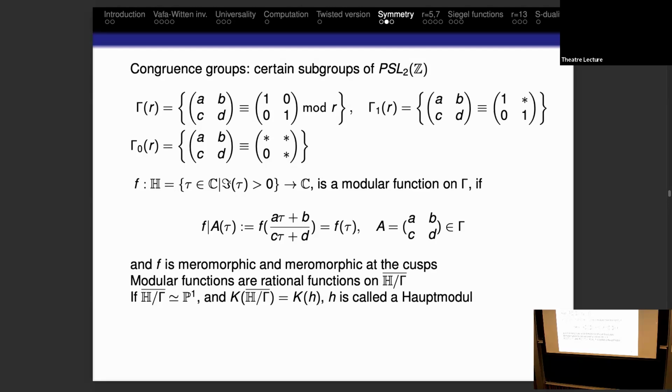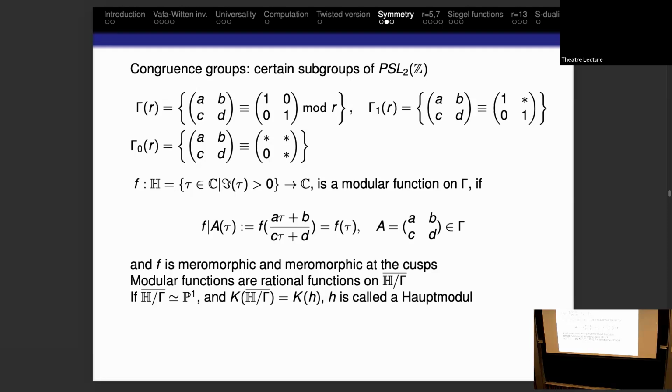And the functions will actually be rational functions on this. And for instance, in simple cases, this curve will just be isomorphic to P1. Then the field of rational functions on this curve is generated by just one element. And so if we have such an element, then we call it a Hauptmodul. Usually we also assume that it will have a pole or zero at infinity, but anyway.